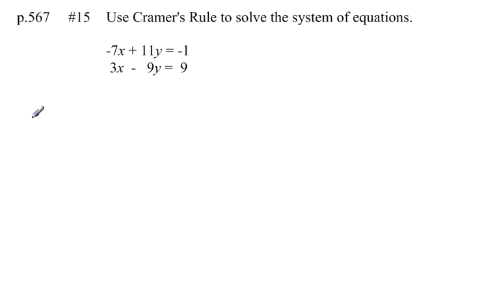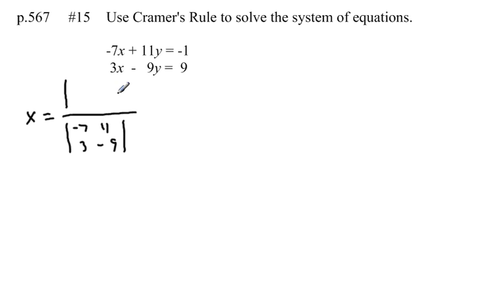Here's what Cramer's rule is. To find the value of x, I'm going to write a fraction here. We're going to take a couple determinants. First of all, I'll talk about the determinant in the denominator. In the denominator, I'm going to find the determinant that I get from the coefficients of the x's and y's. So negative 7, 11, 3, and negative 9.